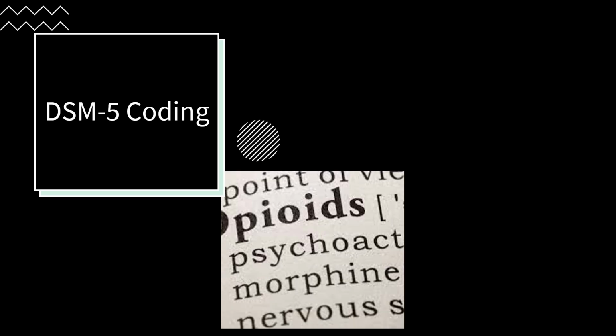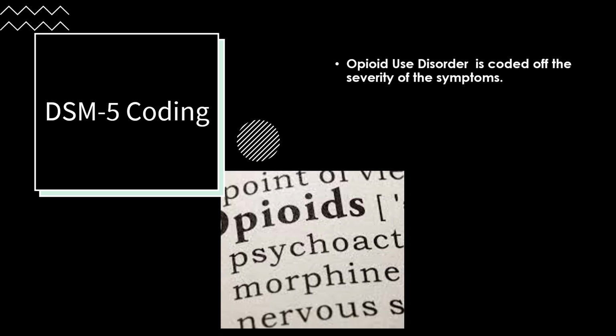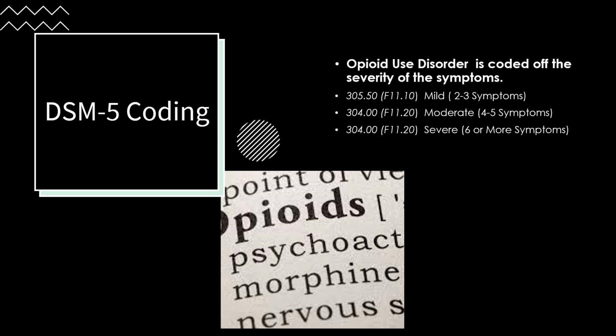DSM-5 coding is coded off of the severity of all the symptoms. There's mild, moderate, and severe.